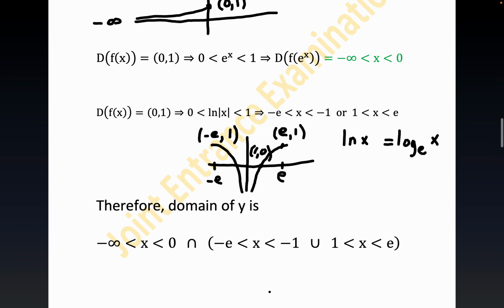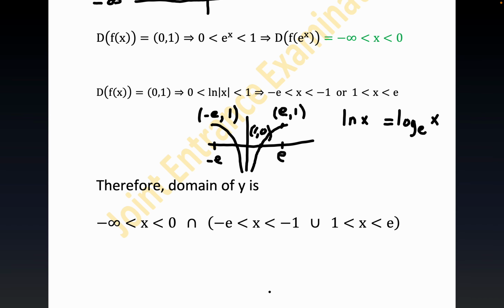Now notice that this interval right here is the only interval that's contained in both. This is the domain of the ln x function, and this is the domain of the e to the x function when f is applied to it. And so this interval is contained in this interval, but this isn't. So that leads us to conclude the answer to the question is minus e to the minus 1.